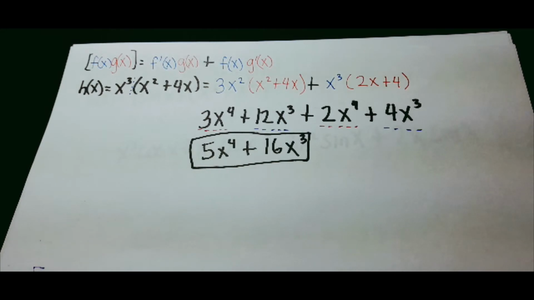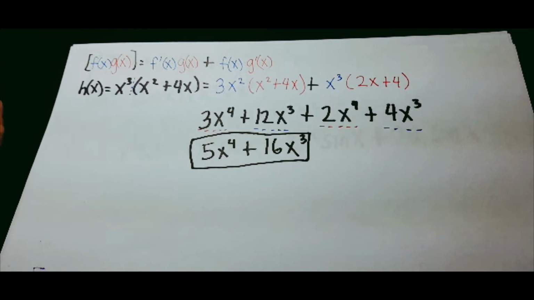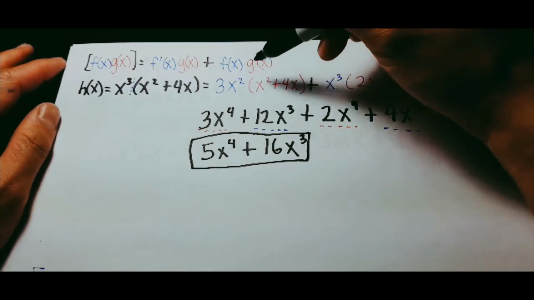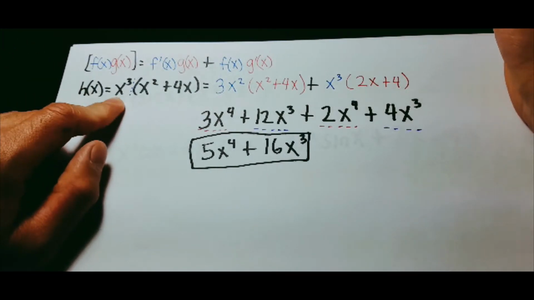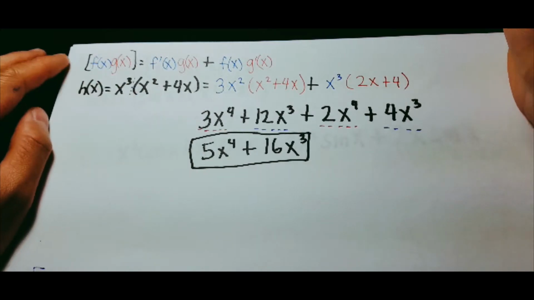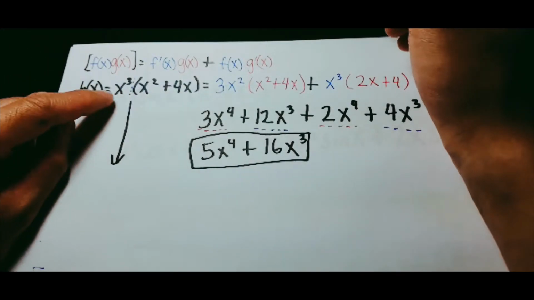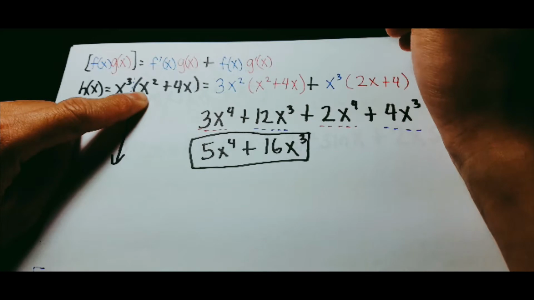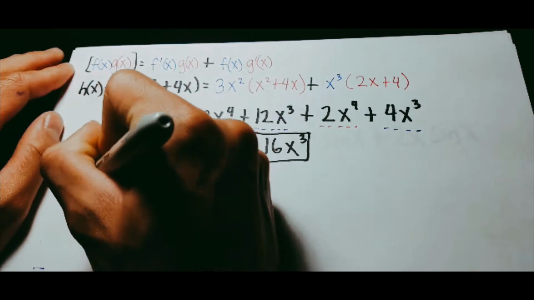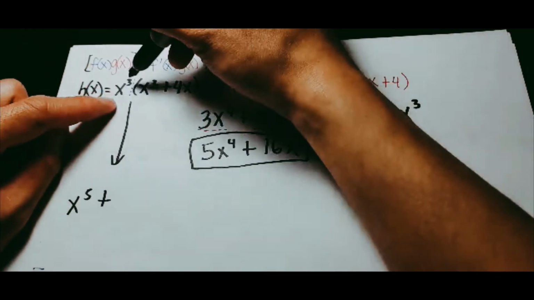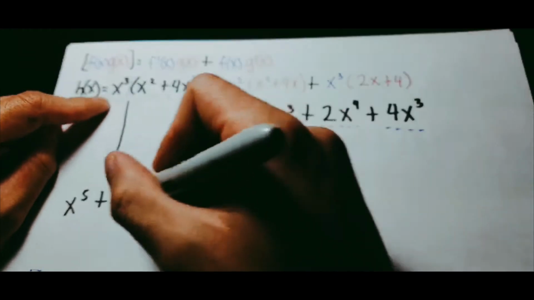So essentially you could have just multiplied x to the third power to x squared plus 4x, but I wanted to show you guys how product rule works over here. But of course, the easiest way is by multiplying this to this. And I can show you that too. So if we do that, x to the third times x squared is going to be x to the fifth plus x to the third power times 4x is going to be 4x to the fourth power.